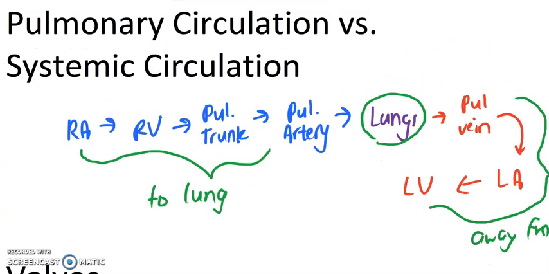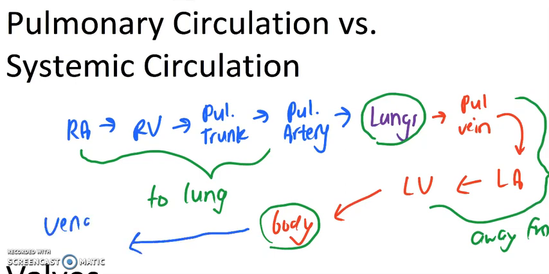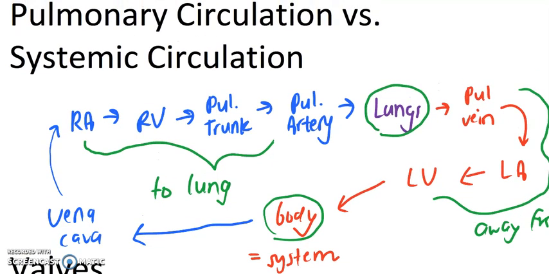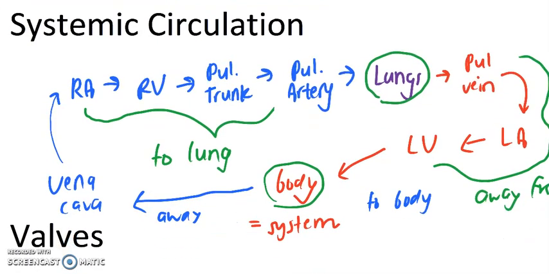And after this, we are going to go to all the tissue in our body. So we're going to say, the rest of your body. Here's going to be the reference point for the second part. And this is eventually going to go back. It's going to lose its oxygen. It's going to go to the vena cava. And it's going to hit this. So here is the second. You can think of your body as a system. So we call this part systemic circulation, to the body. So this is to the body, and this part is away from body, away from the system.